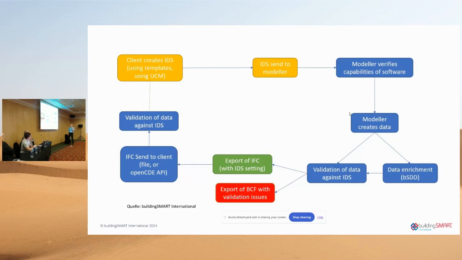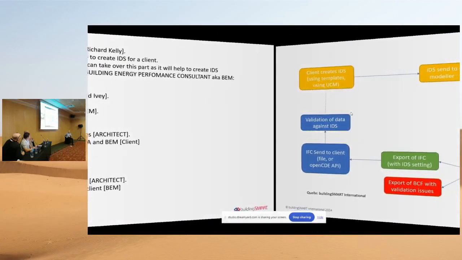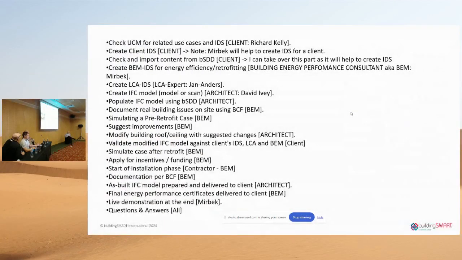Okay, and then it goes through this data enrichment. And of course, not everyone is supporting BSDD, but there are already some that implemented the BSDD API, so you can directly profit from them, and in some cases you can even import IDS. That's how you do it in general.